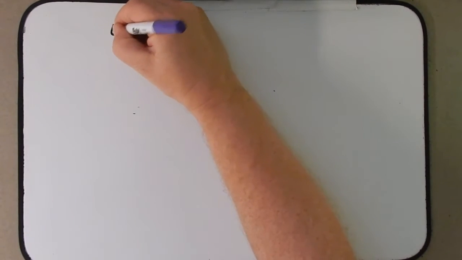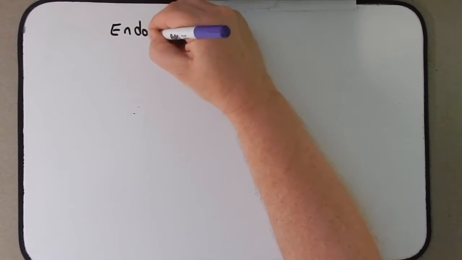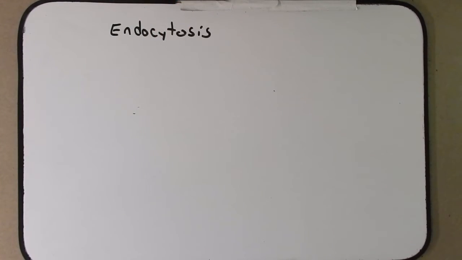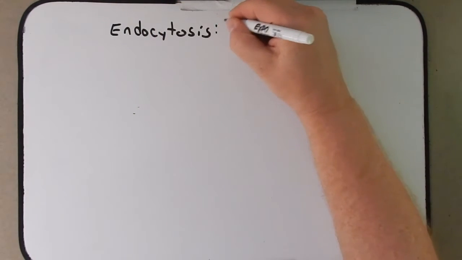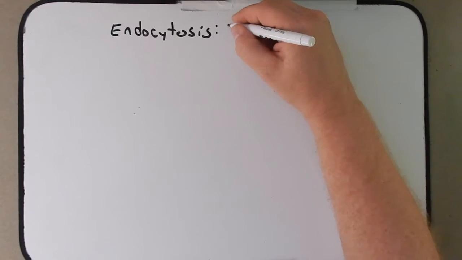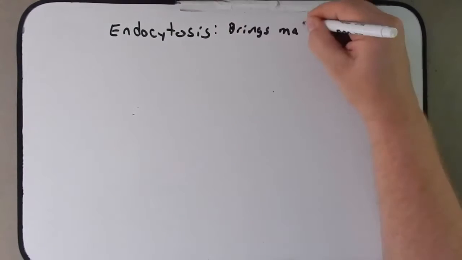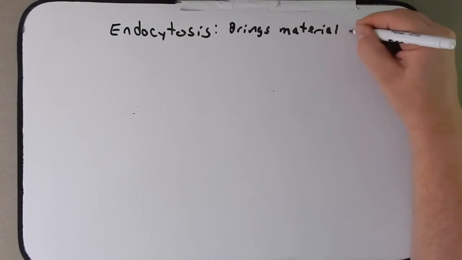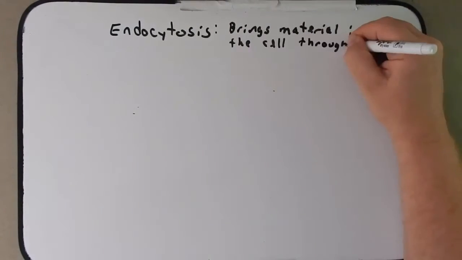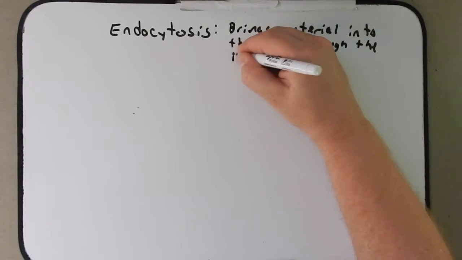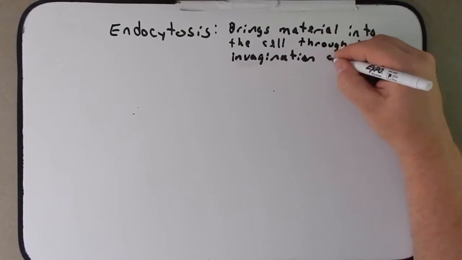Hello and welcome everyone to this podcast on endocytosis. We've already talked a little bit about endocytosis, but let's remind you of what a working definition could be. This is a pathway that brings material into the cell through the invagination of the plasma membrane.